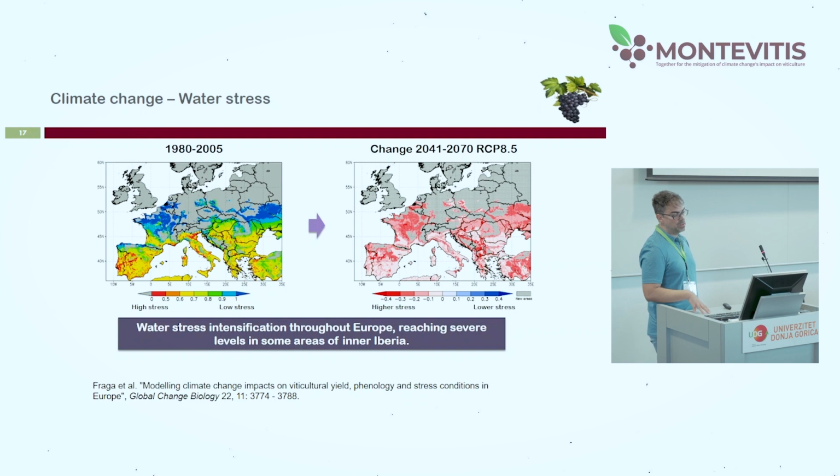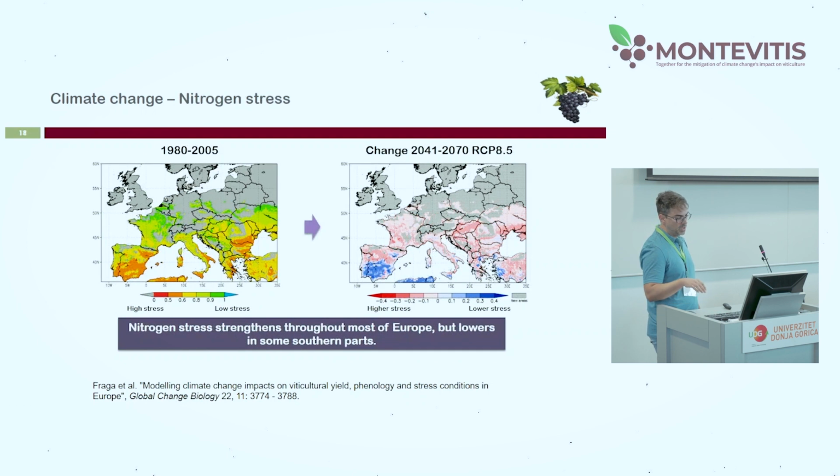Regarding water stress, the model also predicted higher water stress, particularly in southern European wine areas. For nitrogen, the model was a bit mixed. We have a lower stress, particularly in inner Iberian Peninsula, and a higher nitrogen stress in other areas. We believe at the time that this was related to questions about infiltration and runoff.